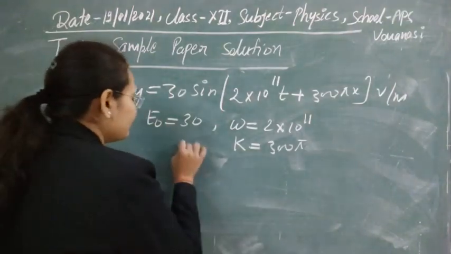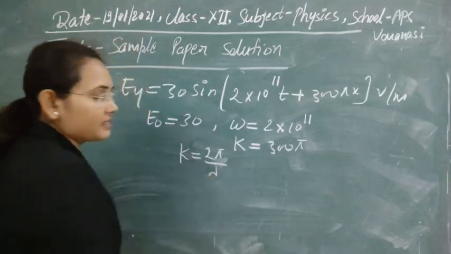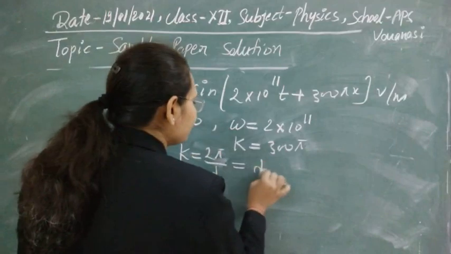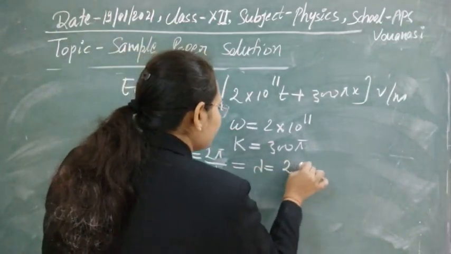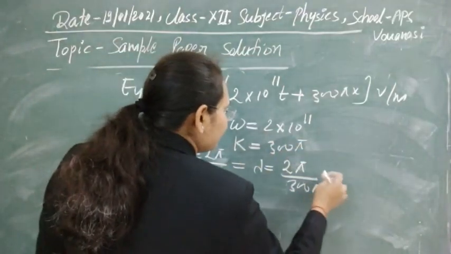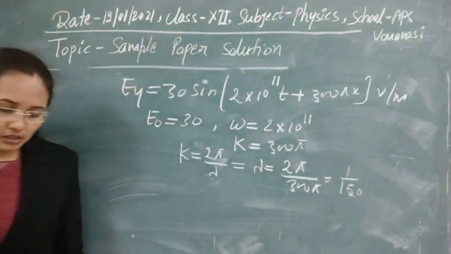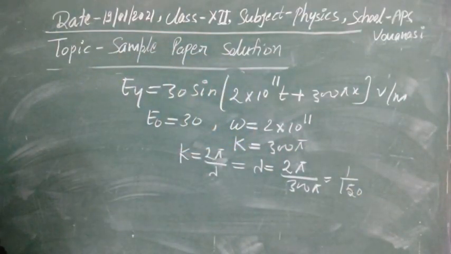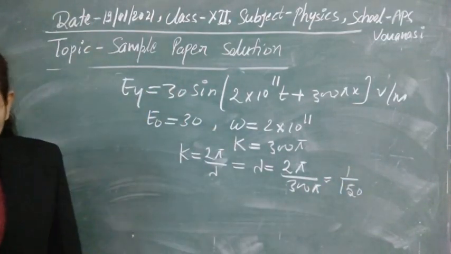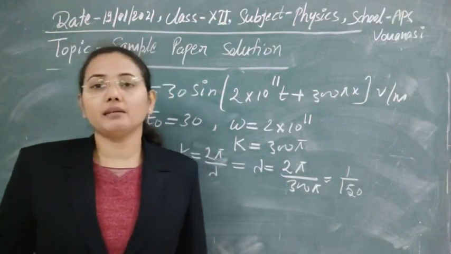Now you know that k is equal to 2 pi by lambda, where lambda is the wavelength of the wave. So by using this equation you can easily calculate the value of lambda. This will be equal to 2 pi upon k, that is 300 pi, so finally this will be equal to 1/150. This is the answer to your first question, and as it is given in meters, this will be in meters also.